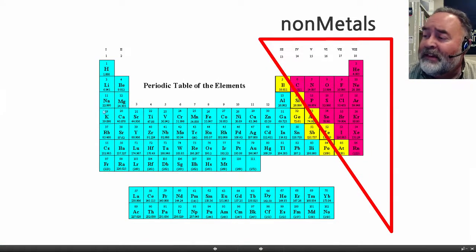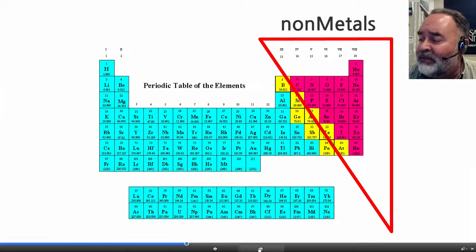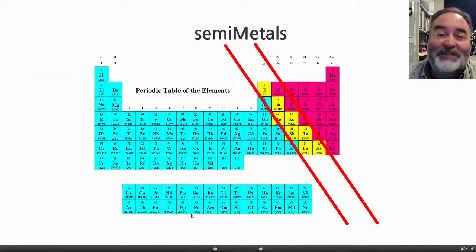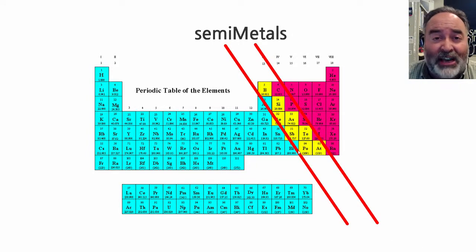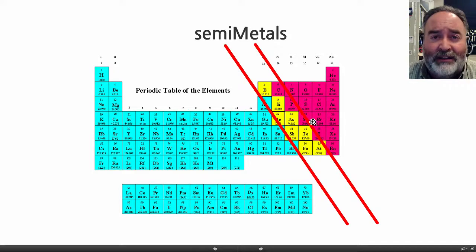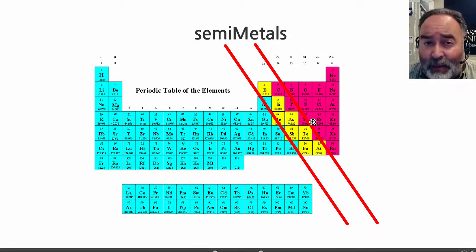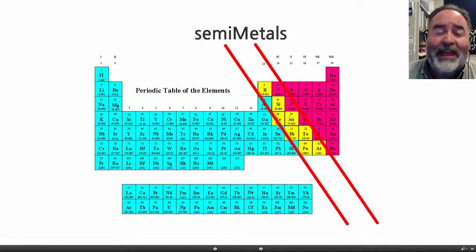So if all these guys on this side of the periodic table happen to be metals, and all of these guys over here happen to be nonmetals, these guys donate, these guys accept. What happens to the elements that are right along the middle? They're in the no man's land, of course. So what are we going to call them? We're going to call them semi-metals. The semi-metals sometimes, not 50-50, maybe it's 50-50, I don't know. Sometimes in certain reactions, they donate electrons and act like metals. And sometimes they accept electrons and act like non-metals.